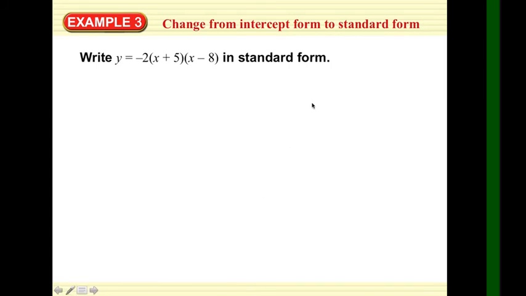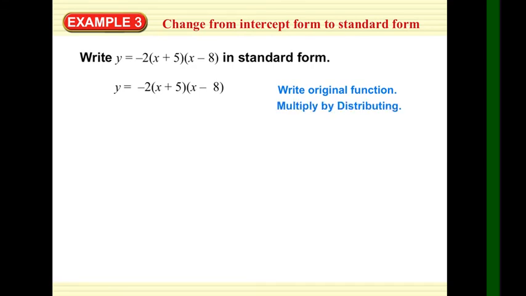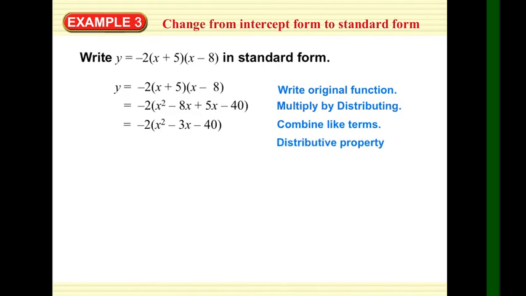Okay, next, change the intercept form to standard form. Our given is this one, and we will change it into standard form. Write the original function: y equals negative 2 quantity x plus 5 quantity x minus 8. Multiply by distributing, and then combine the like terms and distribute. So we have negative 2x squared plus 6x plus 80. That's the standard form for this particular example.